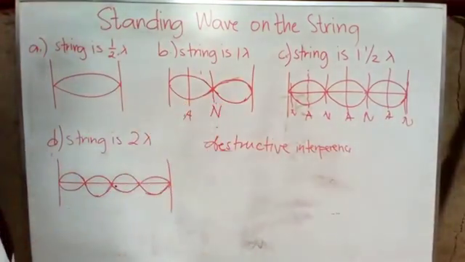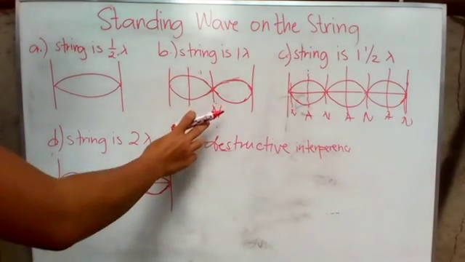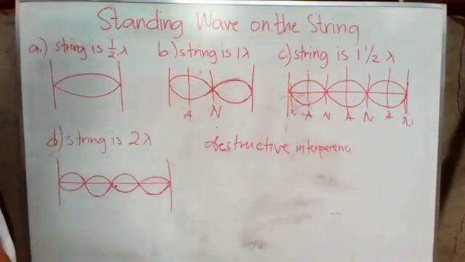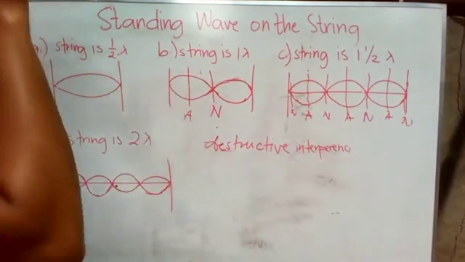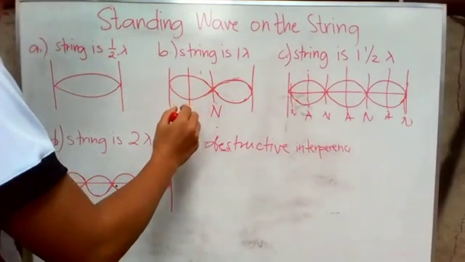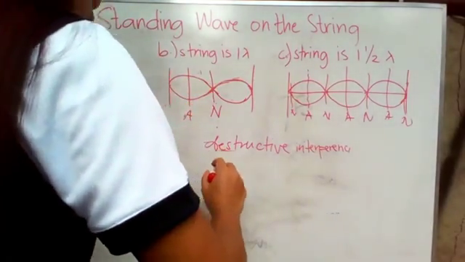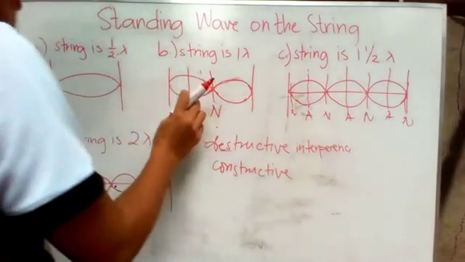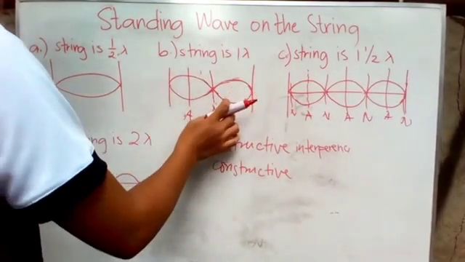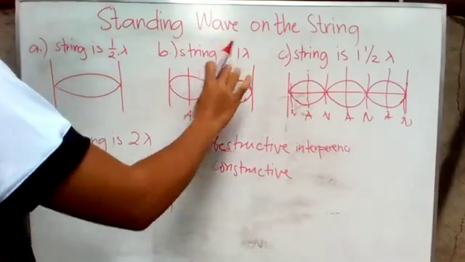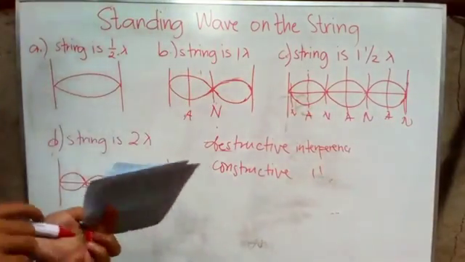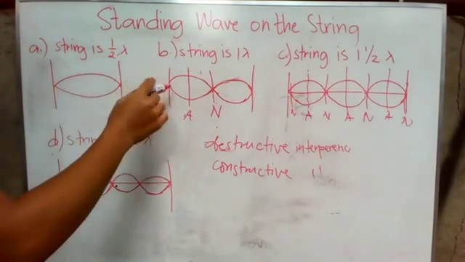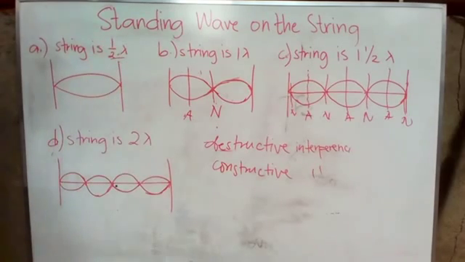While on every antinode, the displacements of the two waves are always identical, giving a large resultant displacement. So in antinodes, we have what we call constructive interference. The waves add up, while on the nodes they subtract or cancel out. As you can see, the distance between successive nodes or antinodes is always 1/2 of a wavelength.